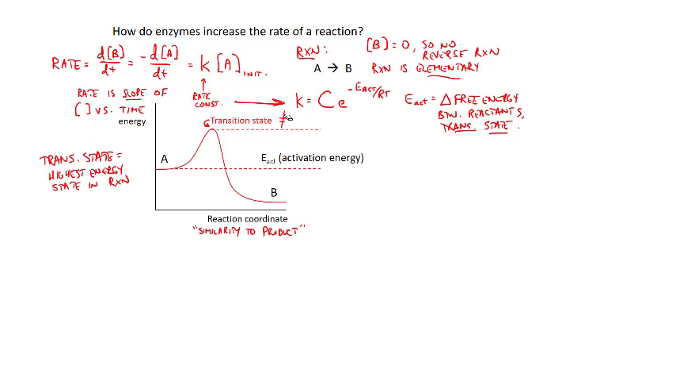So our activation energy is going to be equal to this energy difference, the difference between our reactants, which is what we started with, and our transition state. So a higher activation energy means you're going to have a smaller rate constant k, and therefore you're going to get a slower reaction.